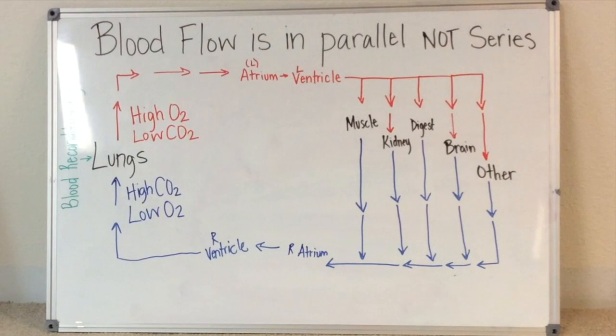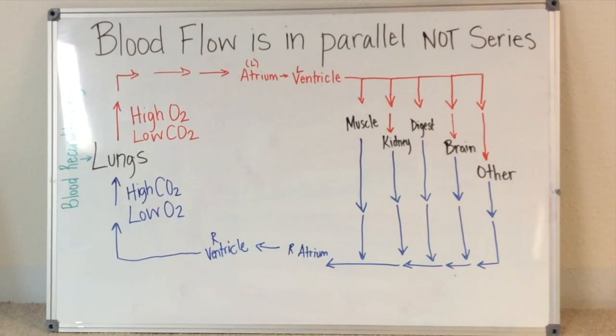There are several benefits for having our blood flow to our organs in parallel. The first has to do with our concentration gradients. If blood flow was in series, the blood would go to the muscles, then all of that blood would go to the kidneys, then all of that blood would go to the digestive system, and then to the brain, and then to all the rest of our organs.